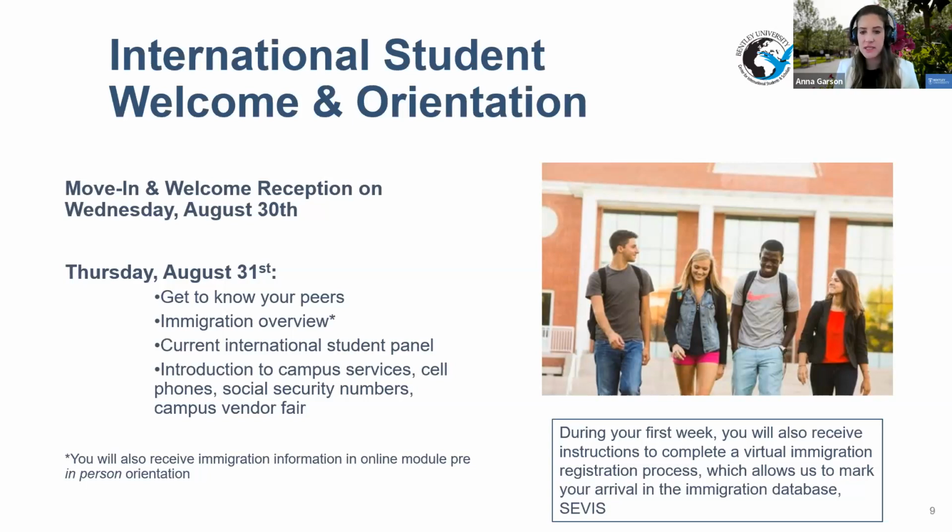The other piece that you need to keep in mind, this is considered mandatory, so you should plan to attend this. It's a part of your orientation program. We will also have during this week a way that you can complete a virtual immigration registration. So once you arrive in the US, we need to click a button in that SEVIS system I mentioned before that says you've arrived. So we will send out an electronic form that you will need to fill out so that we can mark your arrival in the US. So not only is it important that you arrive on time to come to the orientation, but also so that you can complete this process.